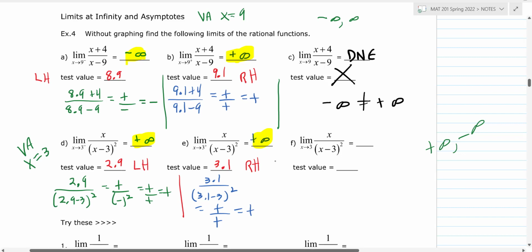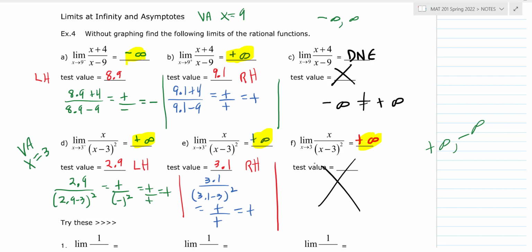Okay? So, these are the same. So what's the answer to the two-sided limit? Since they're both the same, that will also be positive infinity. Okay, and again, no test value. You don't even need to show anything on that. You're just basing that conclusion on what happened on the left and right-hand limit. Okay, so that's an easy way to do this without graphing.